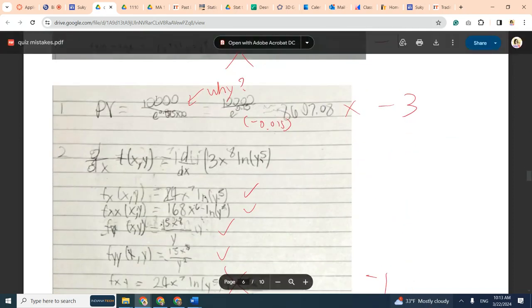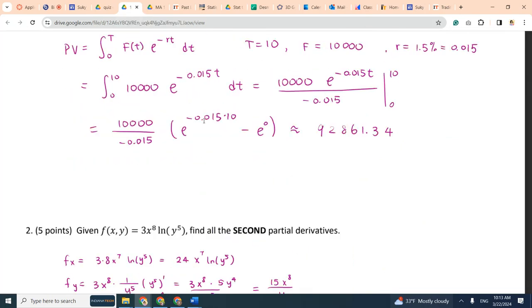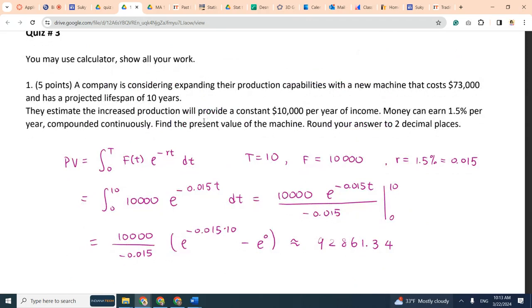Okay, and here, present value. Why do you get 10,000 over that? You need to show me all your work. Starting from the formula and then plug in. And by the way, you get this only because f is constant. If f is not constant, you actually need to look at it differently.